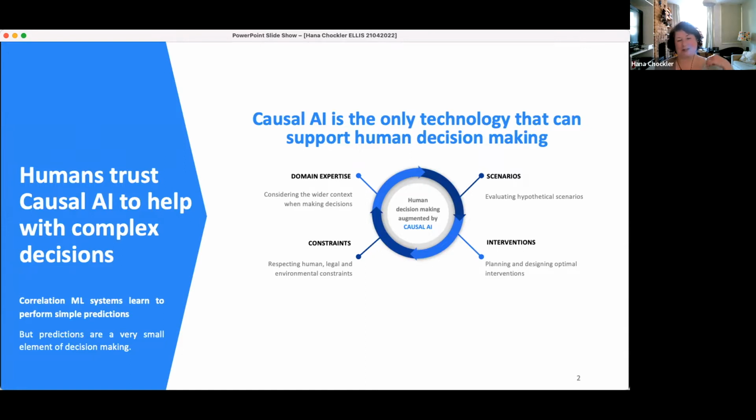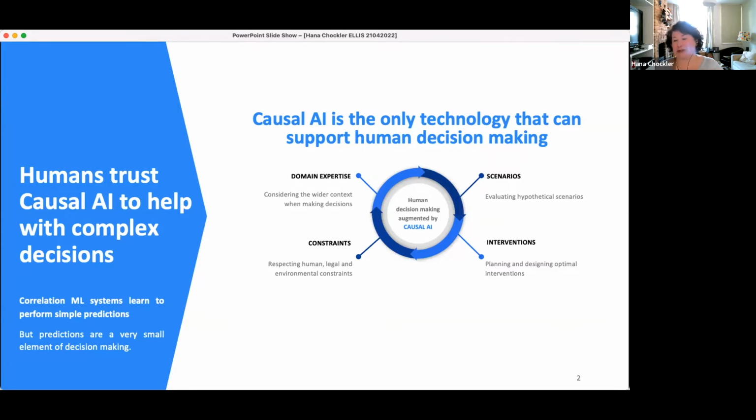So those are 2 slides about Causal Lens. Its mission statement is that causal AI is the only technology that can support human decision making. And the idea is that we construct causal models that can provide users with insightful and accurate information based on causal reasoning rather than correlational. And we take into account the domain expertise that is provided by human experts. We plan and design optimal interventions for achieving the desired outcome.